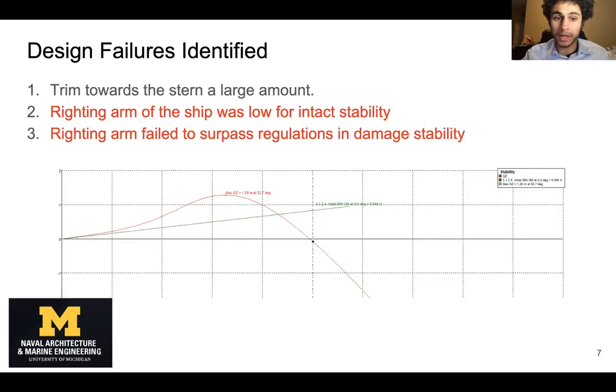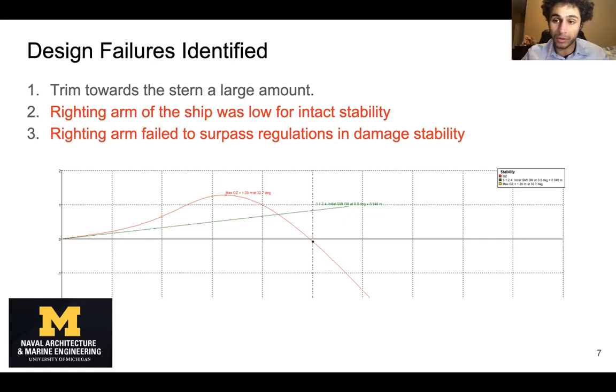So the design failures that I identified were an excessive amount of trim towards the stern, which means that the ship was going like this in an excessive amount. So it was trimming towards the stern, meaning that there was a lot of weight over here, and that was a design failure.